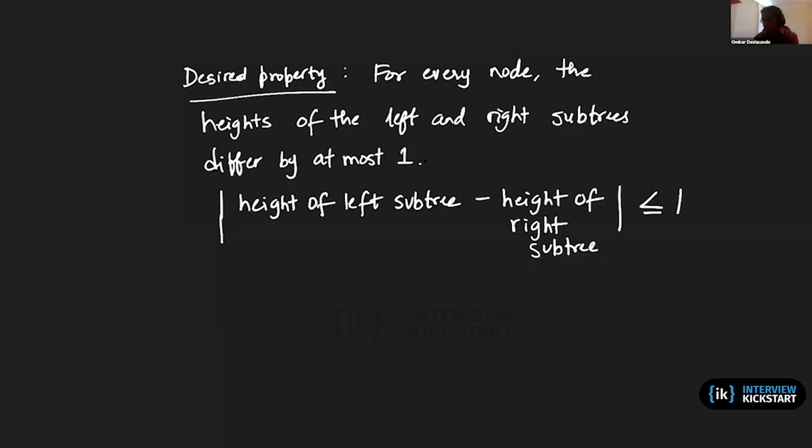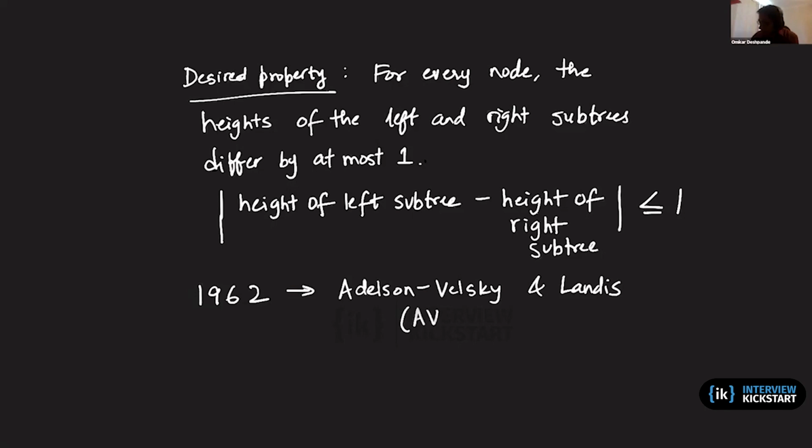Now, this was actually historically the first type of balanced binary search tree that was built by a couple of Russian mathematicians. Their names were Adelson-Velsky and Landis. And so for that reason, the name of this type of balanced binary search tree is AVL. Right? AV from the last name of the first of those mathematicians and L from the last name of the second.